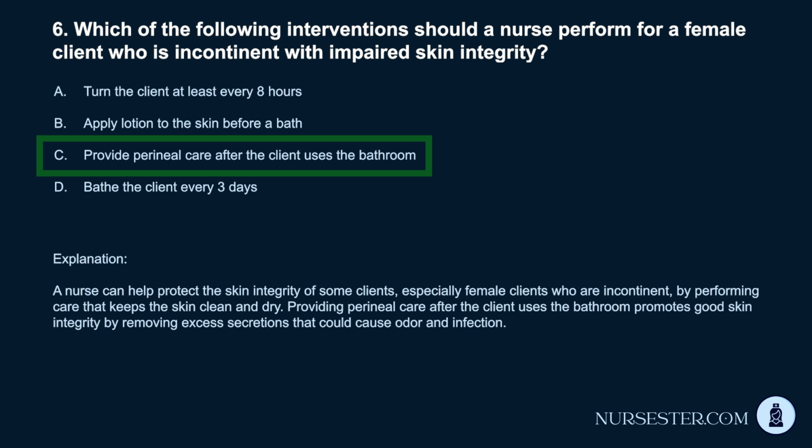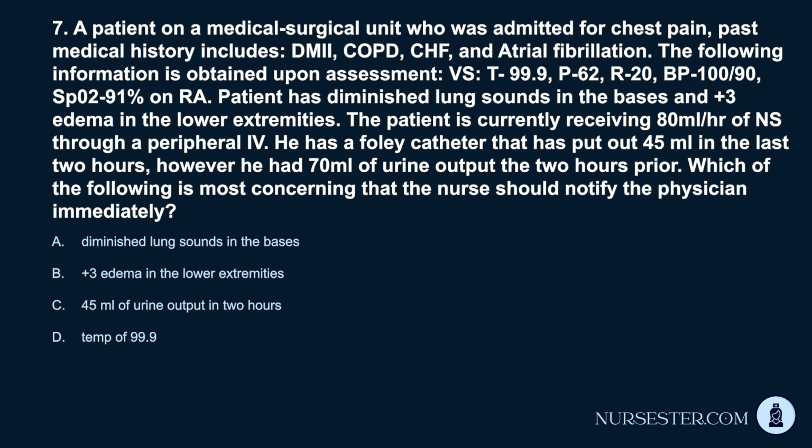odor and infection. 7. A patient on a medical surgical unit was admitted for chest pain. Past medical history includes DM, COPD, CHF, and atrial fibrillation. The following information is obtained upon assessment: VS, T 99.9, P 62, R 20, BP 100/90, SpO2 91% on RA. Patient has diminished lung sounds in the bases and +3 edema in the lower extremities. The patient is currently receiving 80 ml per hour of NS through a peripheral IV.